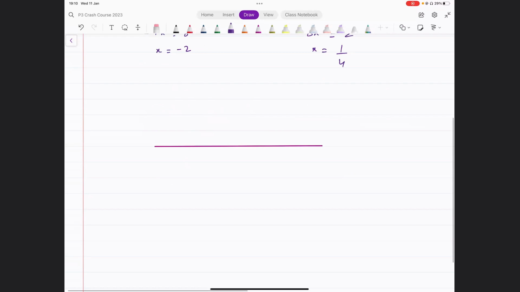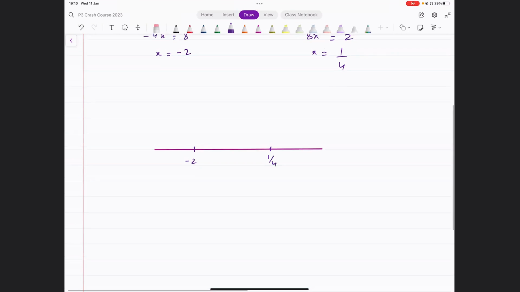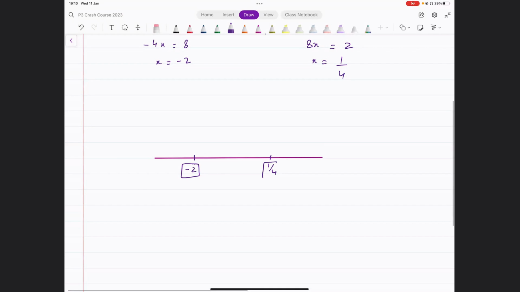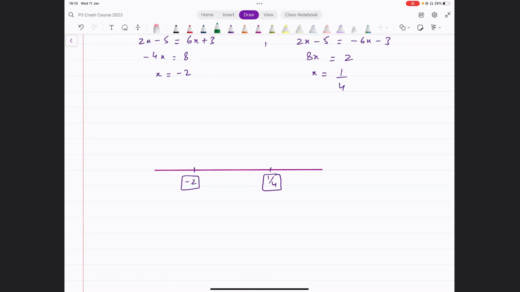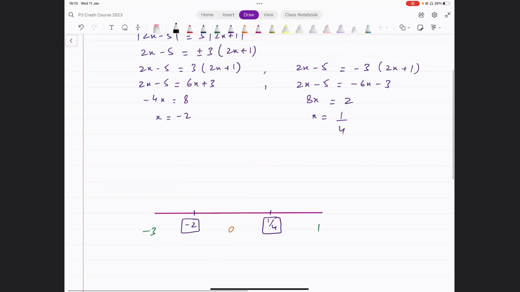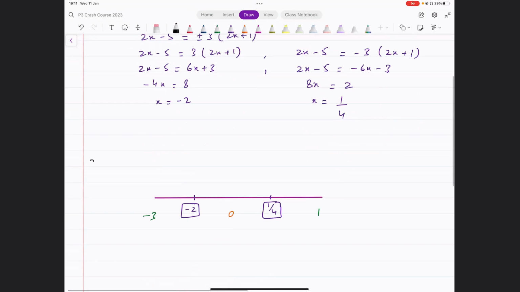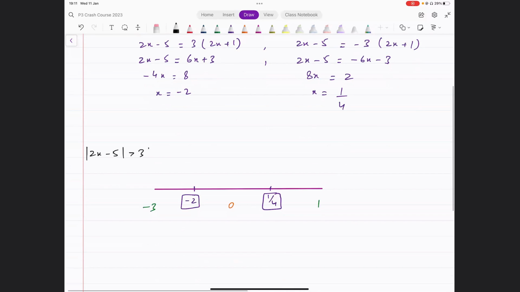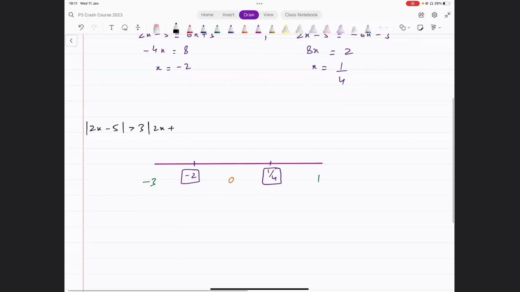Okay. Now, we've got minus 2 here. We've got 1 over 4 here. The three regions, we take one number to the left of minus 2. Let's take minus 3, for instance. One number between minus 2 and 1 over 4. Could be anything. Let's say 0. One number that's greater than 1 over 4. You could take 1, for instance. ये तीन numbers हमने ले लिया. In each of those three regions, अब इन numbers को हमने verify करना है इस inequality के अंदर. Modulus of 2x minus 5 is greater than 3 into modulus of 2x plus 1.